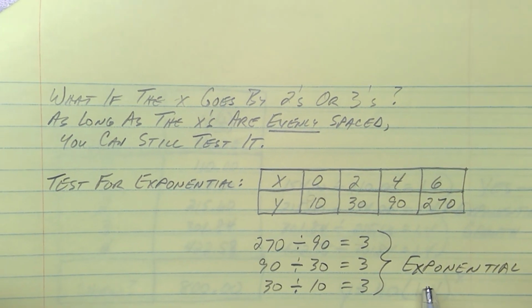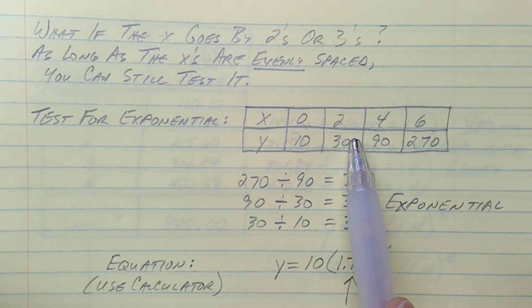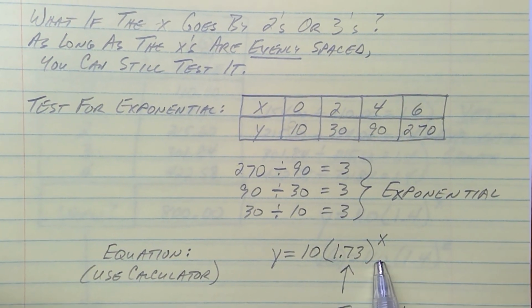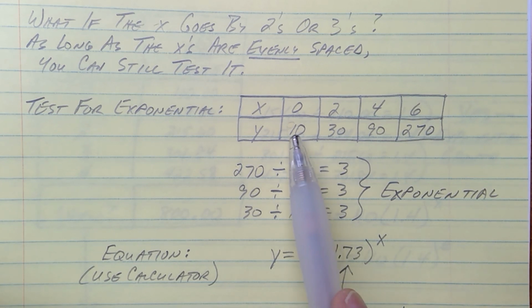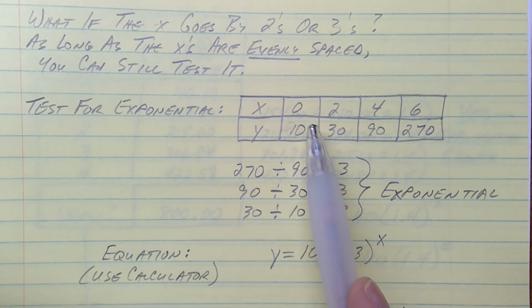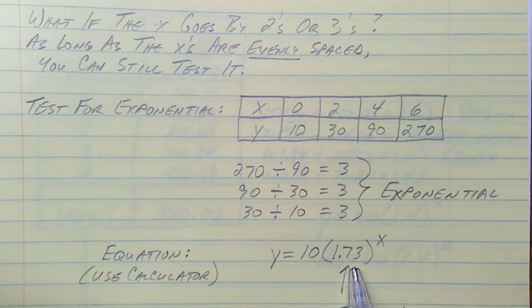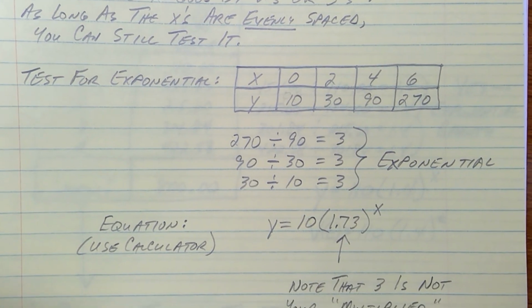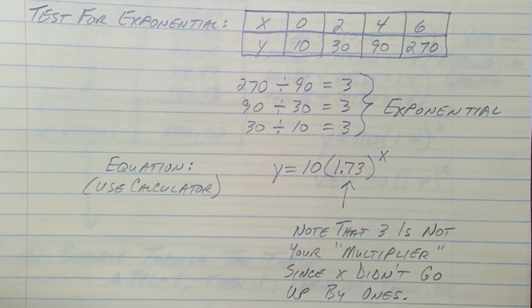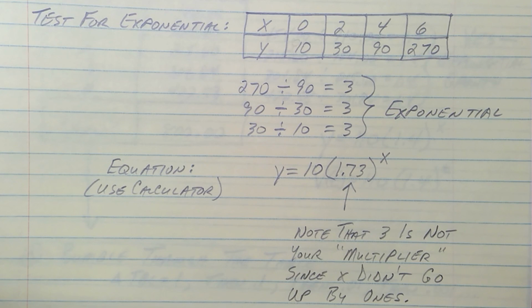All right. Now, the way we've been doing it is we said, well, it's what you start with, 10 times your multiplier, times your growth factor. So it looks like it's 10 times 3 to the x, but it's not because we're not going by ones in the x. That kind of messes up our multiplier, our growth factor. All right. So really the only way to define this equation is to go to your calculator. Here's the actual equation. It's still going to be the initial value of 10. That's not going to change. But if you're going 1 year at a time, you're only going to multiply by 1.73. It's kind of weird. All right. Note that 3 is not your multiplier since your x's did not go up by ones.